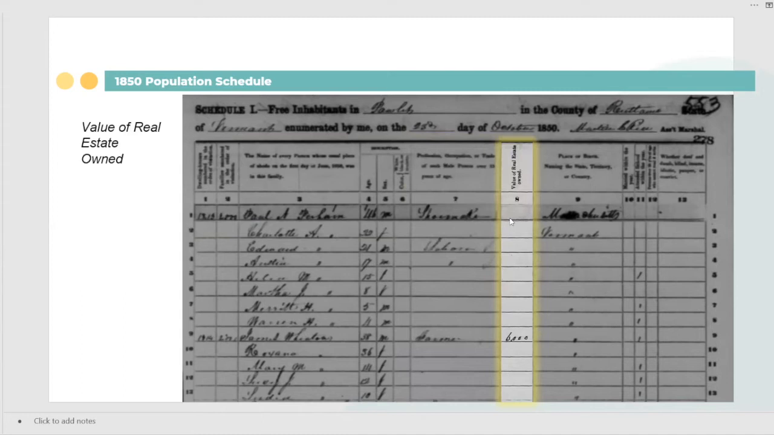Value of the real estate owned. Oftentimes you see here, our family that we're looking at does not have anything in this column, probably renting. They don't own any real estate.